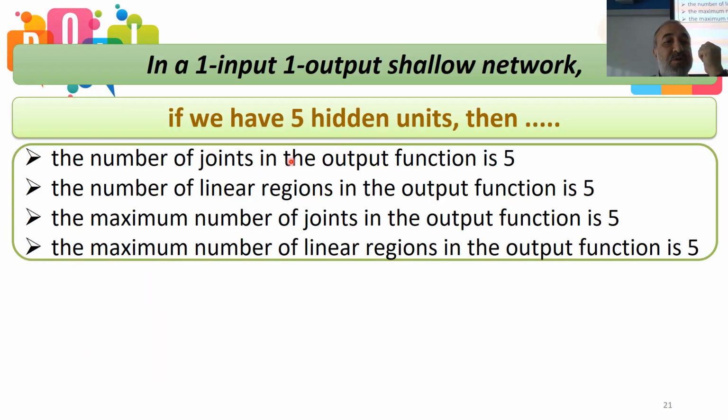So the first one is true or false? False, because it might not be 5, right? Then the second one, the number of linear regions in the output function is 5. Yeah, not necessarily. The maximum number of joints is 5. Do you agree now? Did you understand it? Okay. The last one.